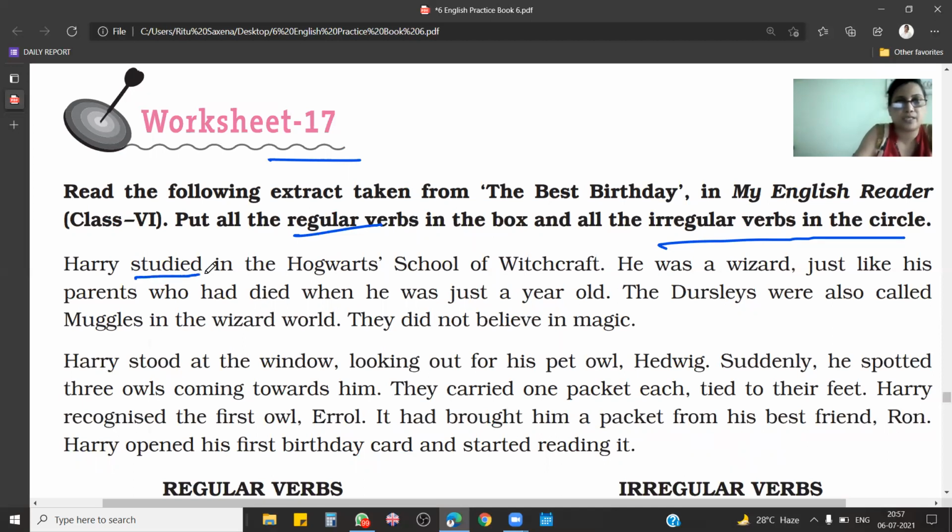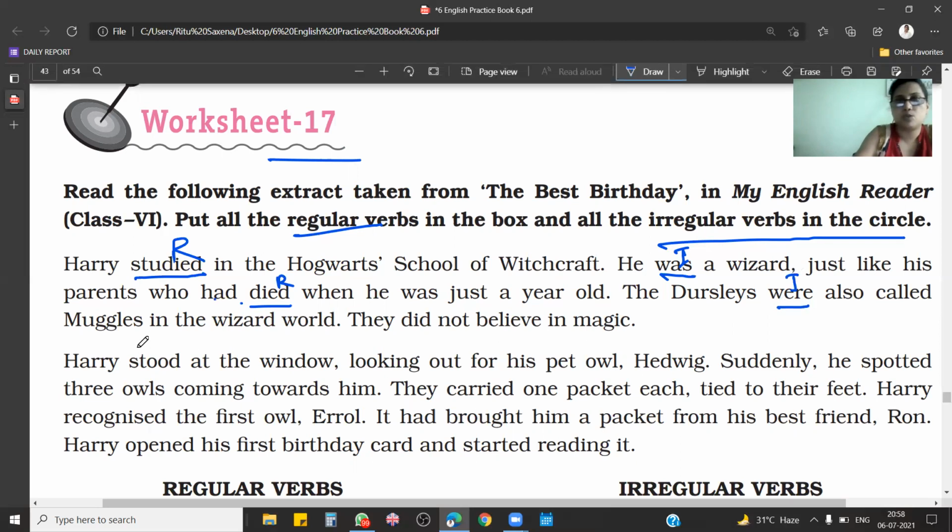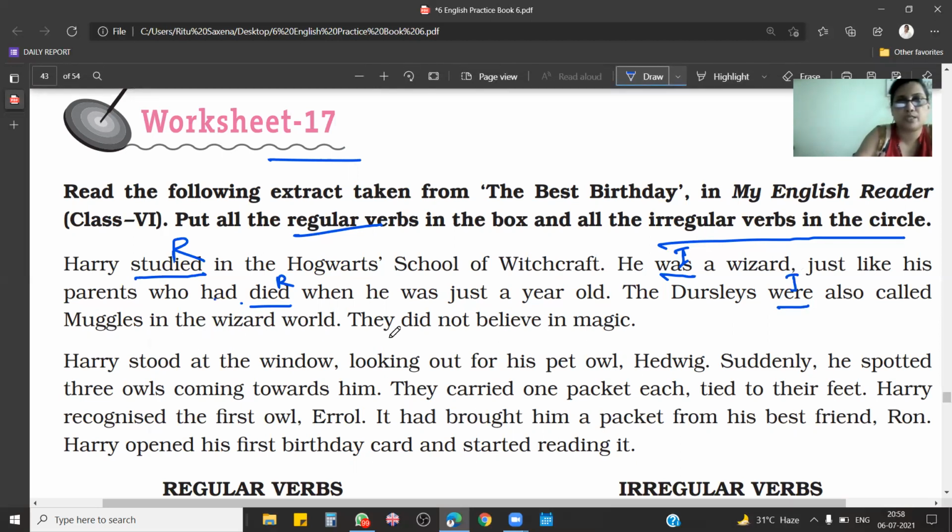Okay. So, studied will be correct, regular, in the Hogwarts School of Witchcraft. He was, was will be irregular, a wizard, just like his parents who had died, is what? Regular. When he was just a year old. The Dursleys were, irregular. Also called Muggles in the wizard world. They did not believe, regular.